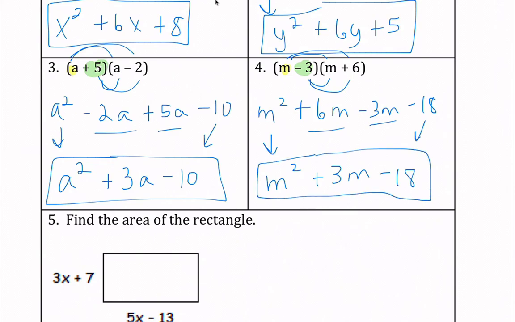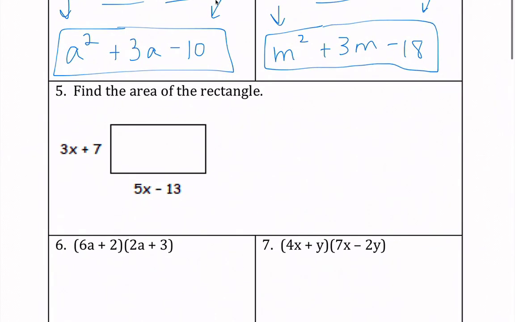Okay, so how will that look as a word problem? So this one is telling me to find the area of a rectangle. Well, I know to find the area of a rectangle, we take the length and we multiply by the width. So I'm going to take my 3x plus 7, and I'm going to multiply it by 5x minus 13.